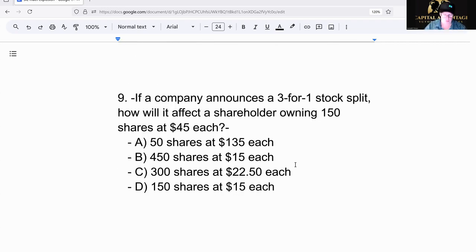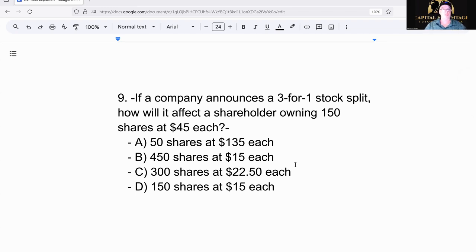Okay, well, here we go. A 3-for-1 split. 3 divided by 1 is 3. So we're going to do the shares times 3. 150 times 3 equals 450. Boom. And then we're going to do the price of 45 divided by 3. That's 15.